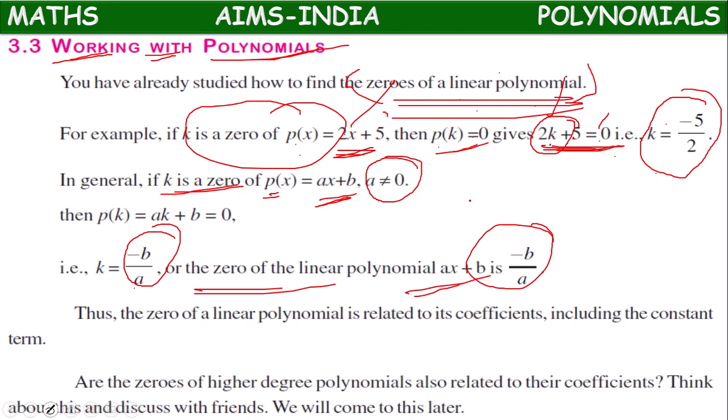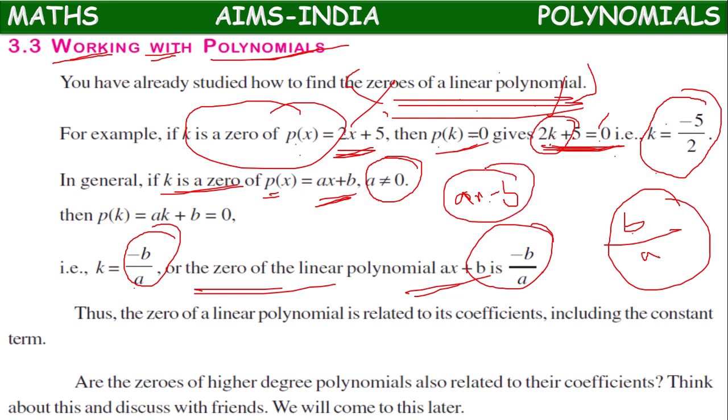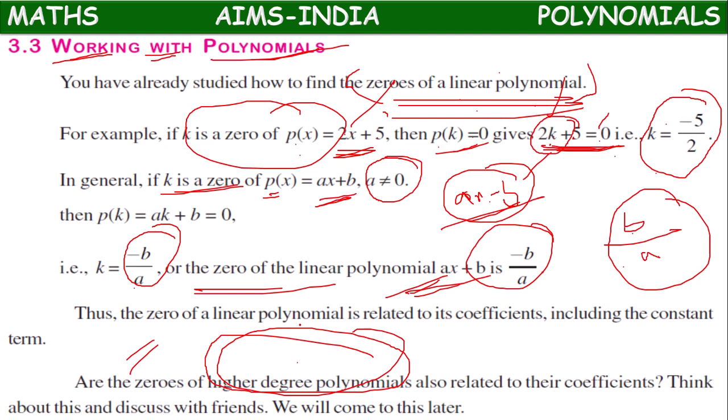Suppose ax minus b is there. The zero of ax minus b: minus b will go to that side and become plus b, a will come down, so b by a will be the zero of ax minus b. Like that, for linear polynomials, we have already learned how to find the zeros. Next we have to learn how to find zeros of higher degree polynomials also.